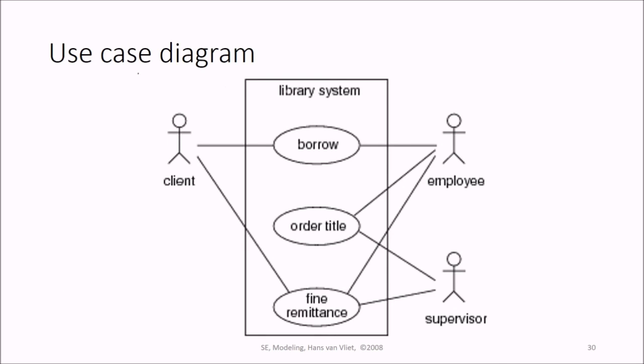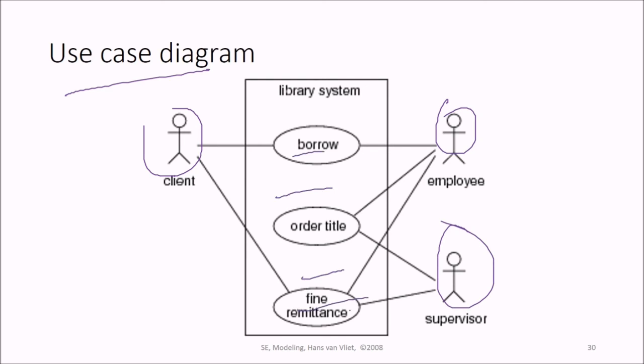This is a simple use case diagram, most employed apart from the class diagram. So a client is an actor or a user, and all of these interact with the library system.